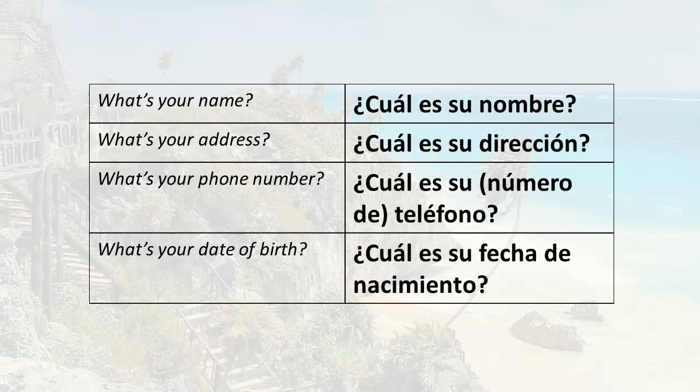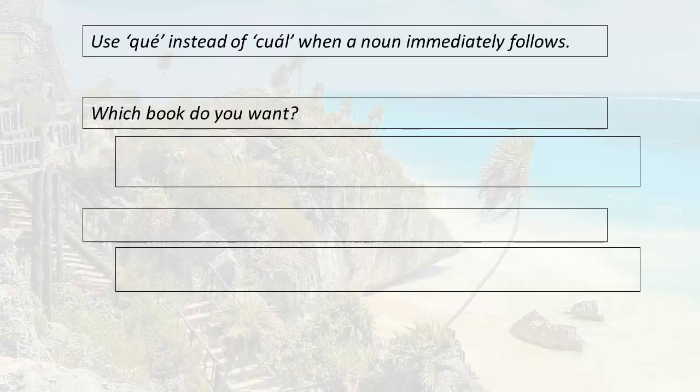Now, there's something tricky about using cuál in Spanish, and it causes problems for native English speakers when they're learning Spanish. So let's say you ask me, how do you say which in Spanish? The question word which. I would say, well, it depends. Most of the time you're going to use cuál, especially when a verb follows. However, if you want to say something like which book or which house or which shirt, when a noun immediately follows, in Spanish, the rule is that you have to use qué instead of cuál. So when a noun immediately follows, use qué instead of cuál.